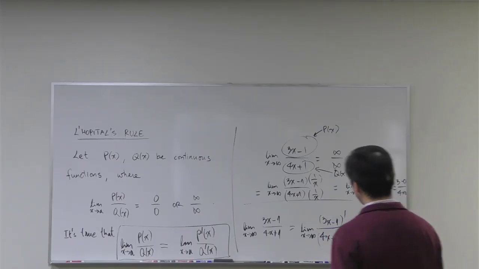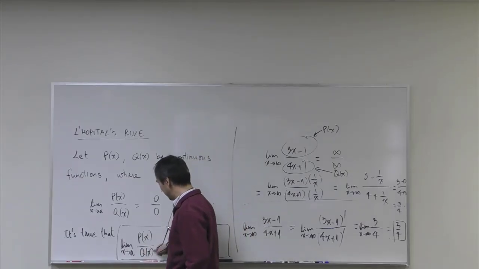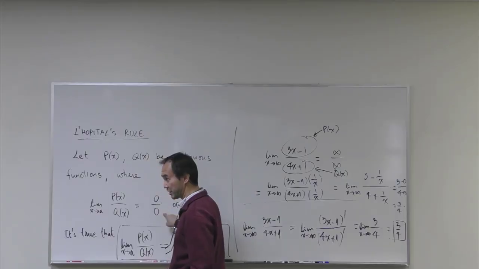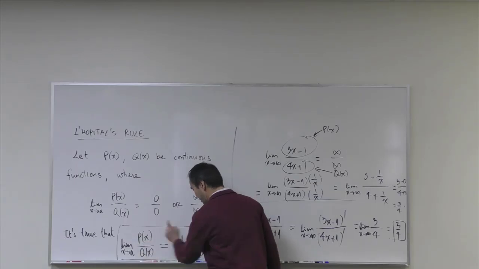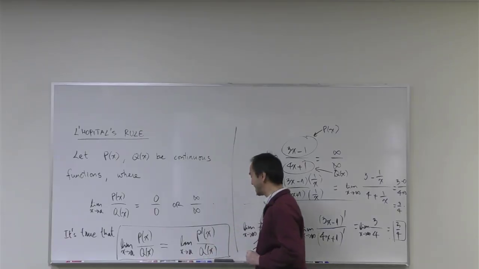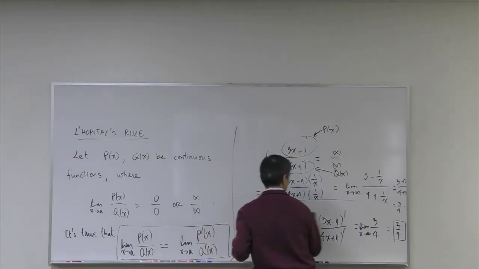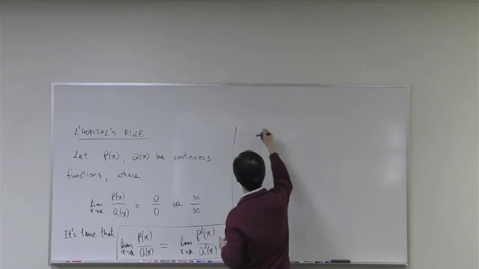So L'Hopital's rule says sometimes when you take the limit of a ratio at the limit point, and that ratio unfortunately gives you an indeterminate form, either 0 over 0 or infinity over infinity, you can bypass that and instead take the same limit on the two other functions, p prime over q prime. That's the idea. All right, so now let's look at some actual examples. Let's call that example 1.